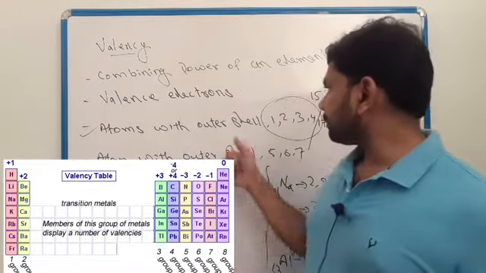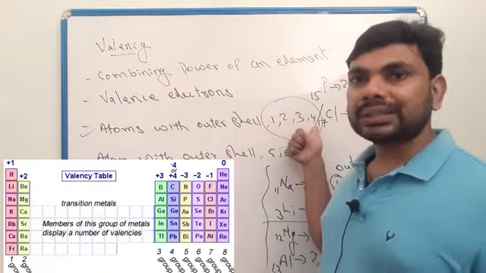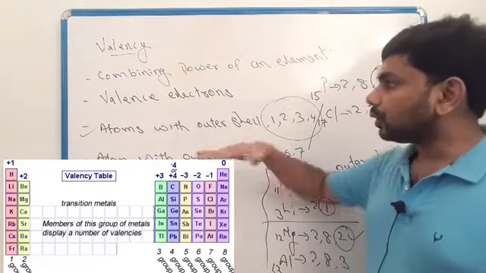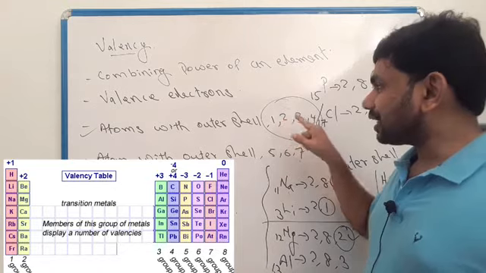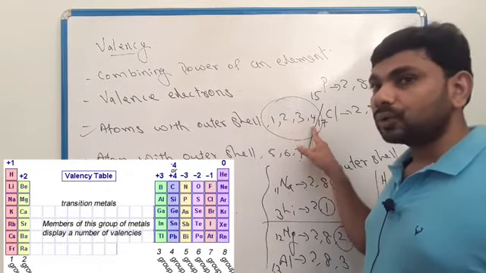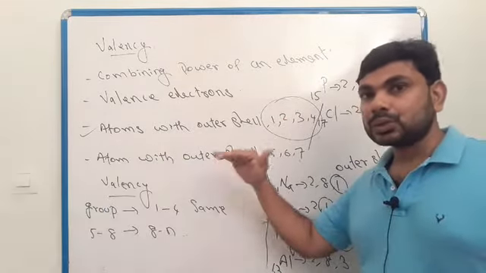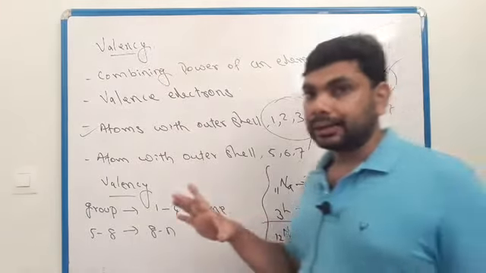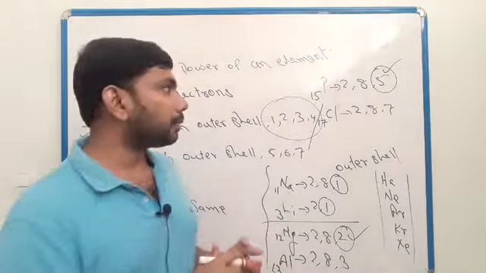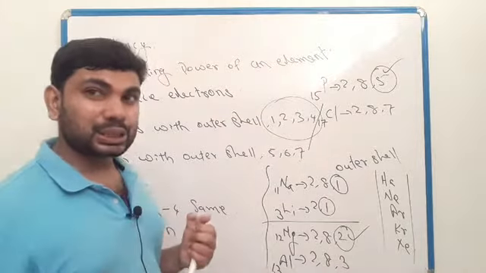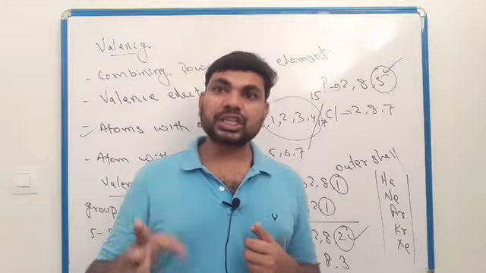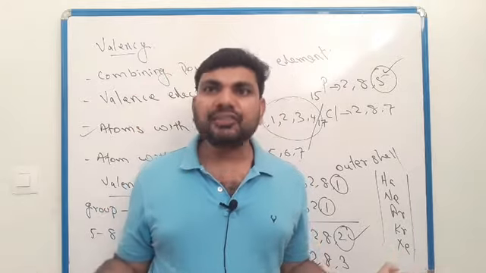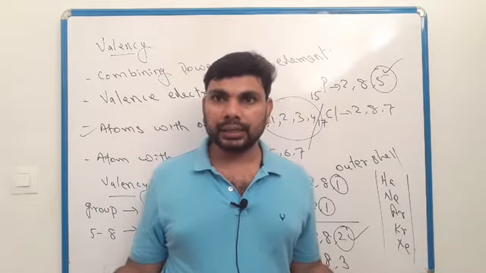For atoms with 1, 2, 3, or 4 outer shell electrons, their valency will be the same as that number. Sodium has 1 valence electron, so valency 1. Carbon, atomic number 6, electron arrangement 2, 4, has 4 electrons in the outer shell, so its valency will be 4. So you can find valency accordingly.